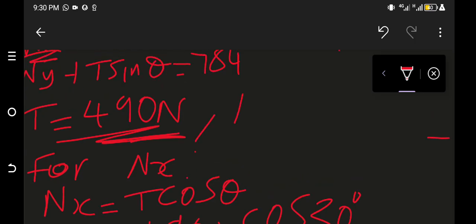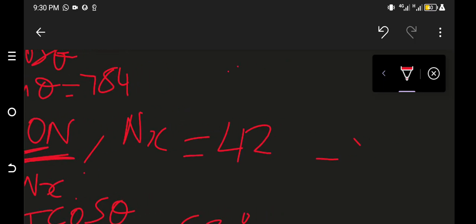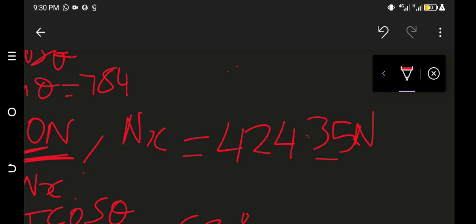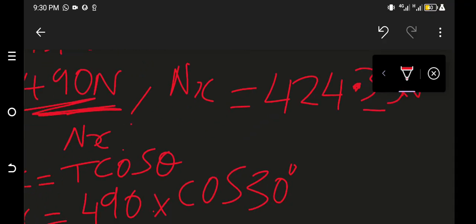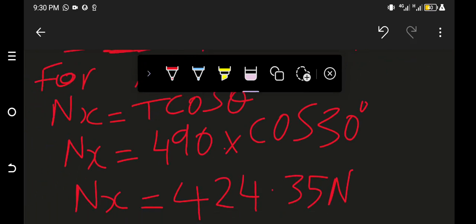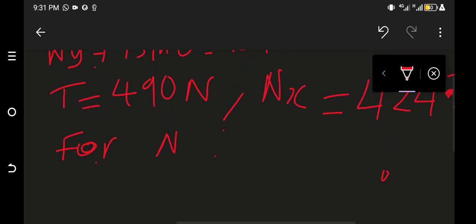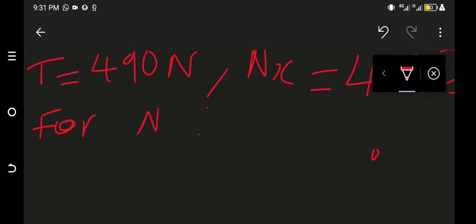So we have found nx, which is 424.35 newtons. Let me delete the other things here. Okay, I've deleted them, it was taking a lot of time, so we have to find ny.